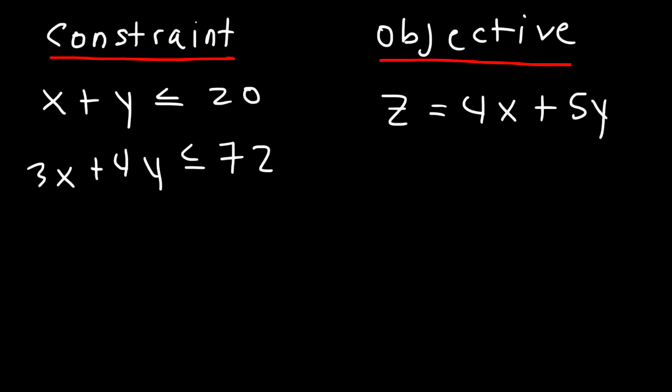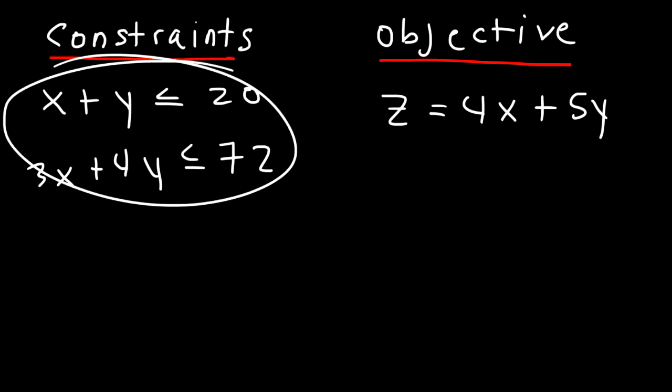In this example, the objective has three variables, x, y, and z, and the constraints have two variables, x and y. And our goal is to maximize or minimize the objective function. In this problem, we're going to maximize z. Now, since we have three variables, we need three equations. Once you have your two constraints and the objective function, what you want to do is plot these two inequalities.